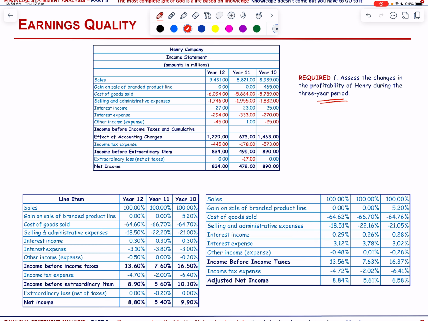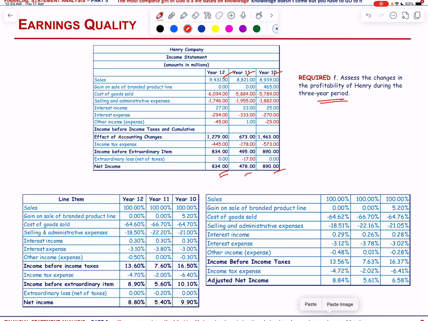Now, net income, if you can remember, was how much? It was 890, 478, and 834, and the sales was 9431, 8821, and 8939. Sorry, for the year 2010, 8939.